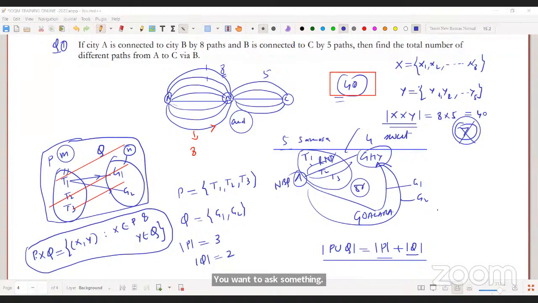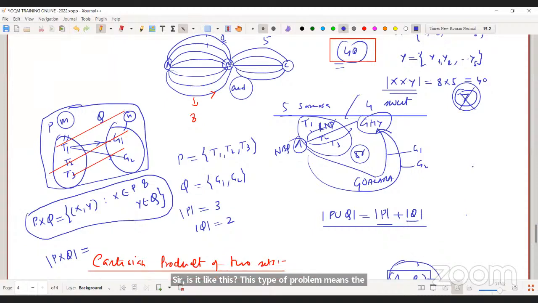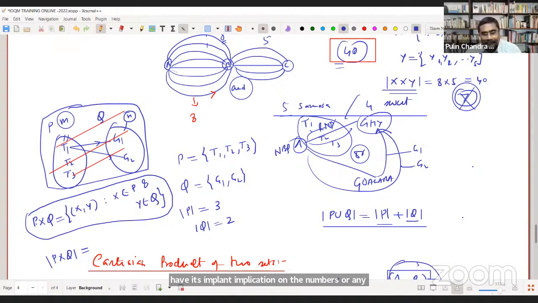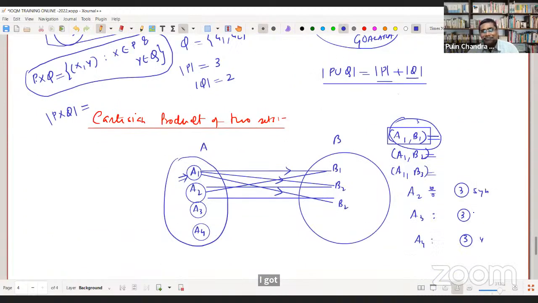Yes, sir. Sir, is it like this, this type of problem, the Cartesian product of two sets that we have taken, most basically all the practical problems like this train and all the examples which you have taken. So does it have its implication on the numbers or any problem solving equations? Yes, it will come, it will definitely come. Today is the fundamental ones. There will be many.